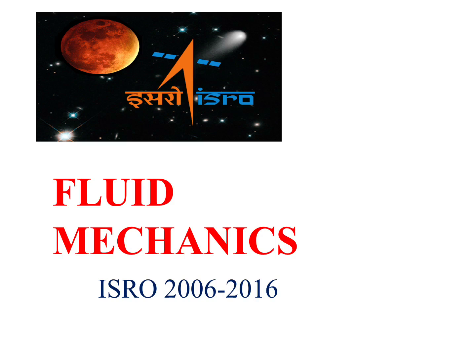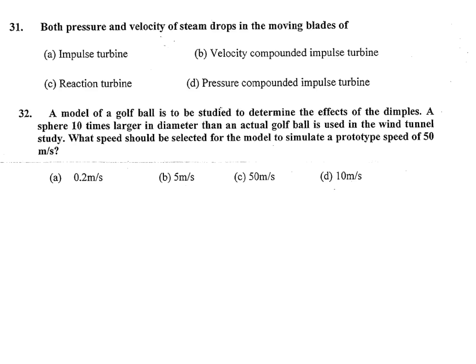This is Fluid Mechanics Part 13, ISRO question paper from 2006 to 2016. Question: in the moving blades of a steam turbine, both pressure and velocity of steam drop. In an impulse turbine, there is no pressure drop. Then in a reaction turbine, both pressure and velocity of steam drop in the moving blades. So C is our answer.